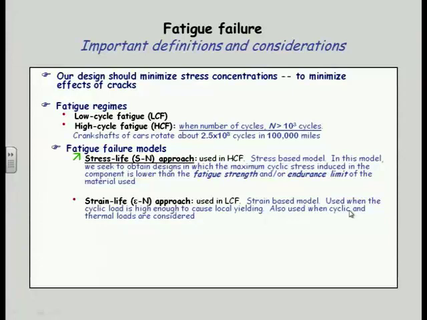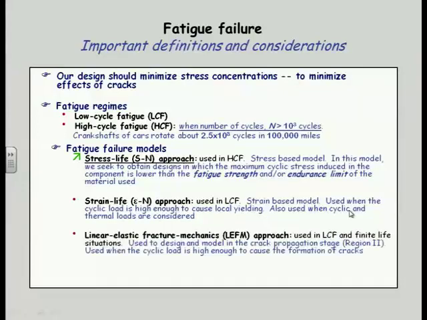Unfortunately, aluminum is in the latter category, and that's what they make airplanes out of. Steel is in the former category. So steel, I can get infinite life, and a few other materials, but not aluminum. Titanium does have infinite life, and that's used in some aircraft more for its strength than anything else. So the stress life approach, which we'll examine in detail today, is used for this high cycle business.